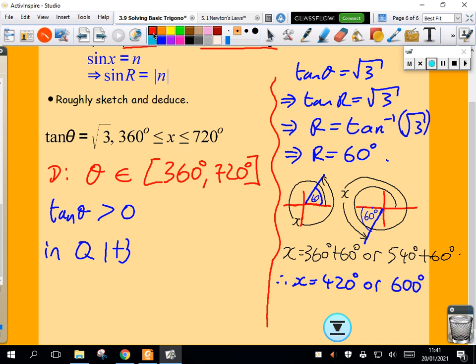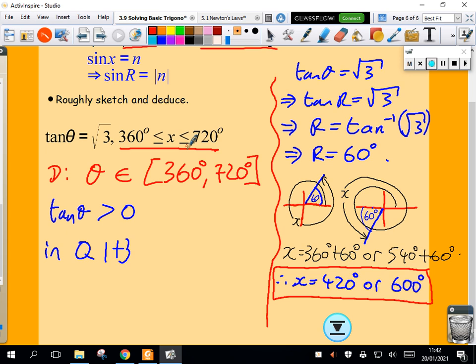Check your answer. How do you check your answer? Well, you check a couple of things. First of all, does it satisfy the domain? Are those values for x bigger than 360 and less than 720? Yes, they are. And if I type them into my tan function, tan of 420, you can try this in your calculator, is root 3. Type in tan of 600. It is root 3. There's my solutions.